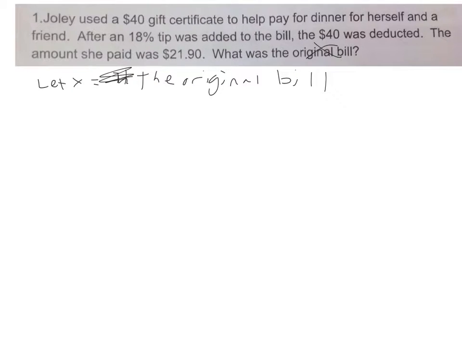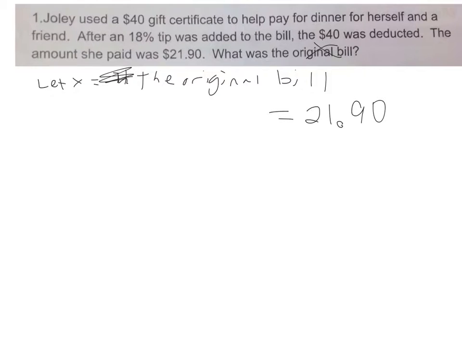Then it says Jolie used a $40 gift certificate to help pay for dinner for herself and a friend. After an 18% tip was added to the bill, the $40 was deducted. The amount she paid was $21.90. So the total amount she paid was $21.90. So how did this work?